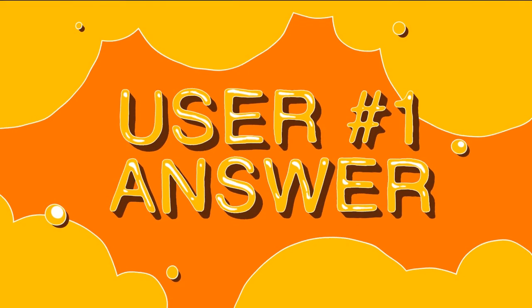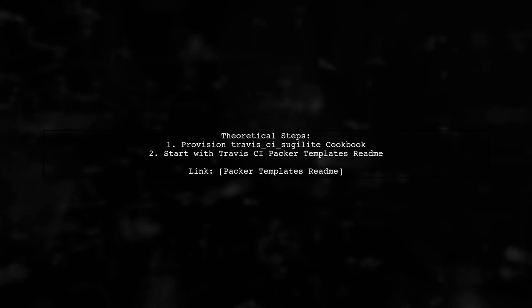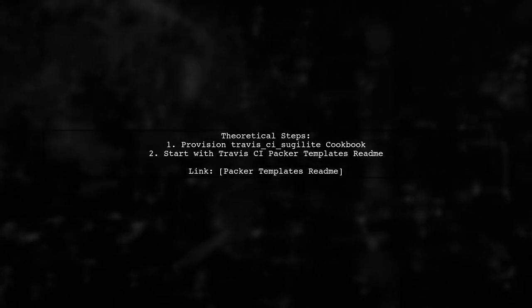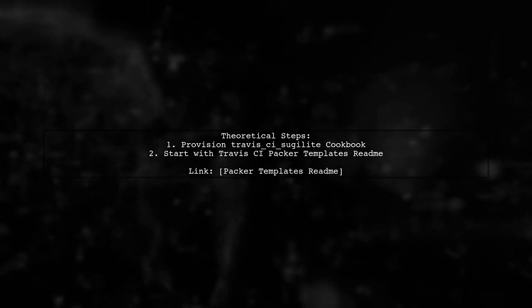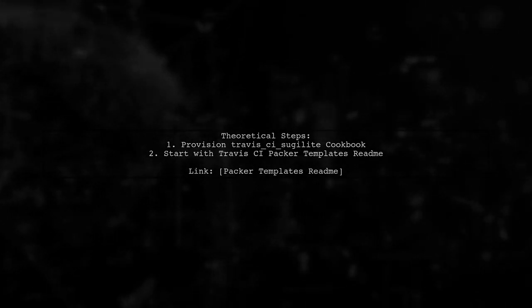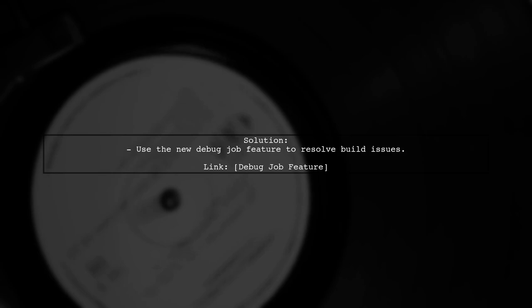Let's now look at a user-suggested answer. Travis CI support indicates that provisioning the PHP VM locally on OS X is currently not possible. They do not have further instructions for this. Theoretically, you would need to provision the Travis CI sugarlite cookbook locally. A good starting point is the Travis CI Packer Templates README. In my case, I resolved the failing build by utilizing the new debug job feature.